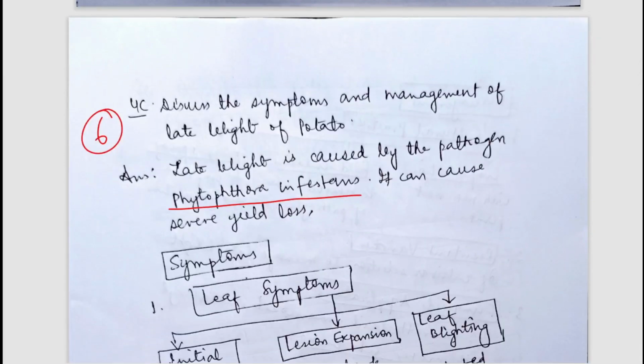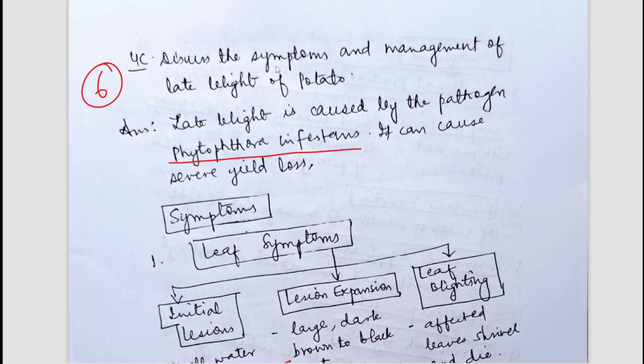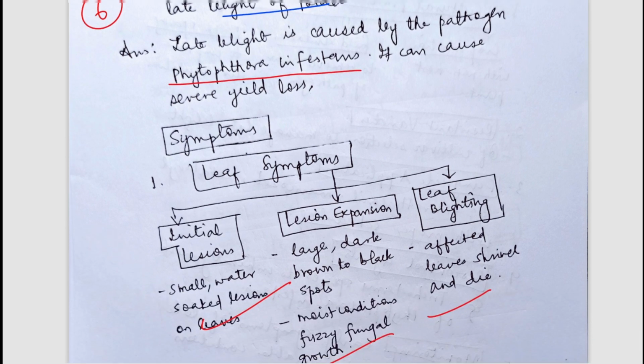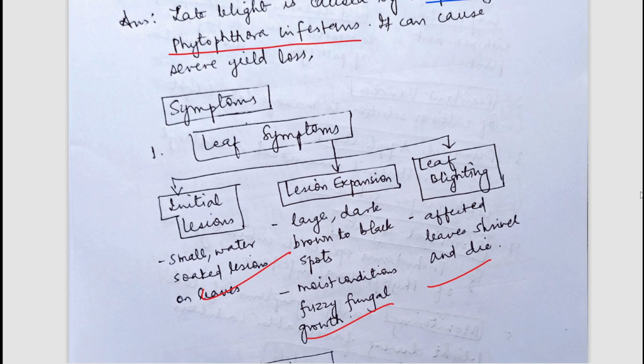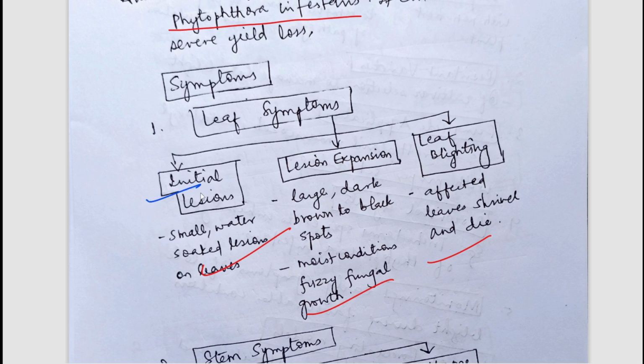Now let's move to the next question. The next question is: discuss the symptoms and management of late blight of potato. So what are the symptoms? Generally, late blight of potato is caused by the pathogen Phytophthora infestans. What are its symptoms? First of all, you will be able to see initial lesions in the potato. Then those lesions will start expanding, and then it will lead to blighting. Okay.